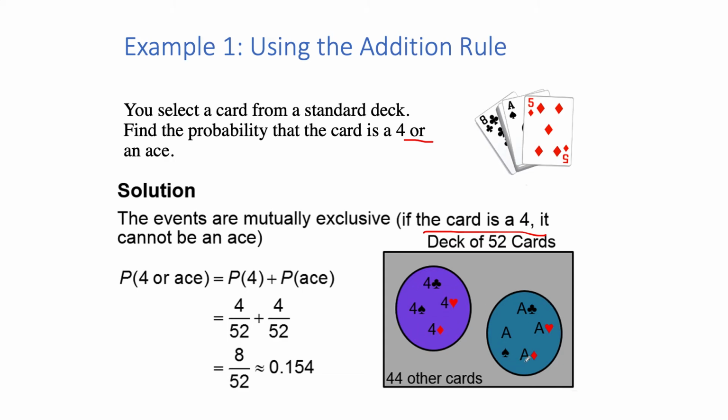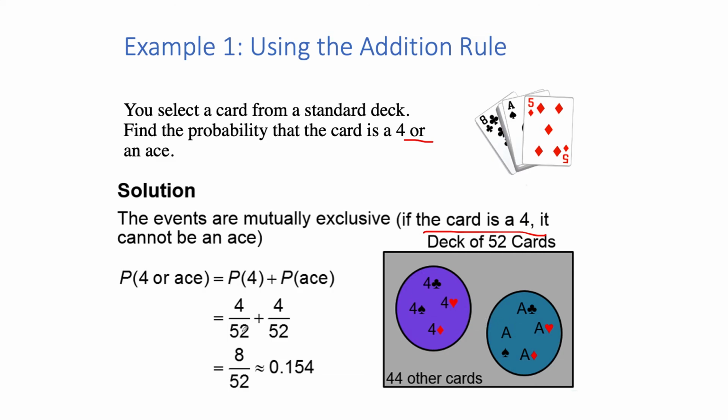So if I consider the ace, there are 4 aces in the deck. That's what satisfies the conditions for event B. There is no intersection between these two events. We can never find a card which is both a 4 and an ace. So these two events are mutually exclusive, and the diagram shows that there is no common intersection between those two.